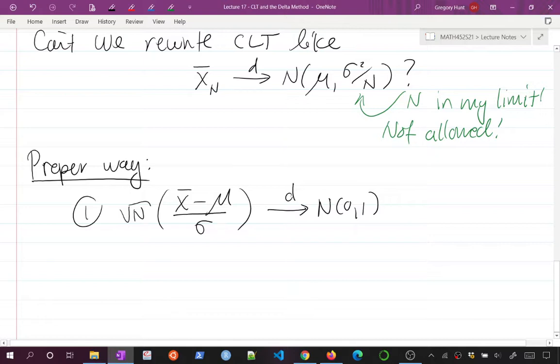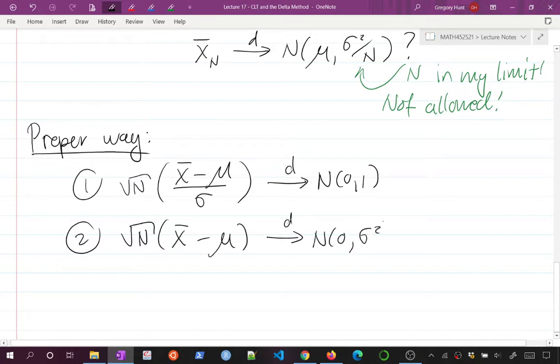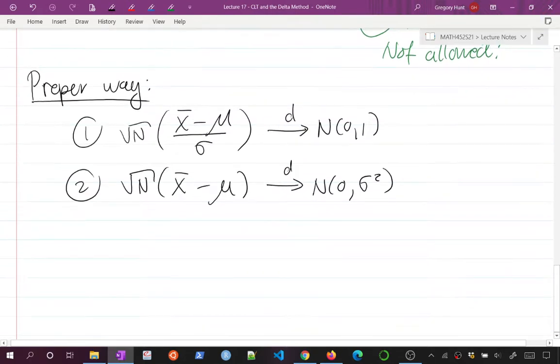That doesn't cause any issues because I can pull my sigma squared out of this thing. Sigma squared doesn't depend on n, so you could alternatively write it as root n times x bar minus mu converges in distribution to a normal 0, sigma squared, and that can be a useful way of thinking about it. Sigma squared is just a constant, so we can definitely just pull that over there. Unfortunately, I can't put my mu over there because that mu is multiplied by the root n, and I can't move that n over there.